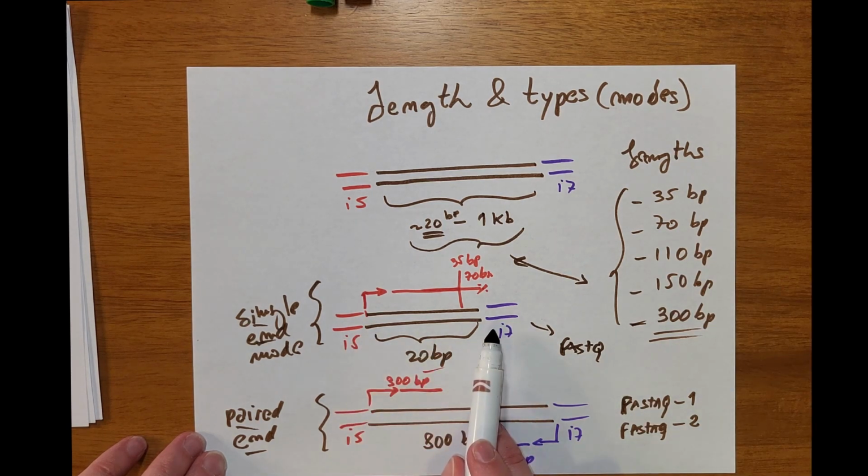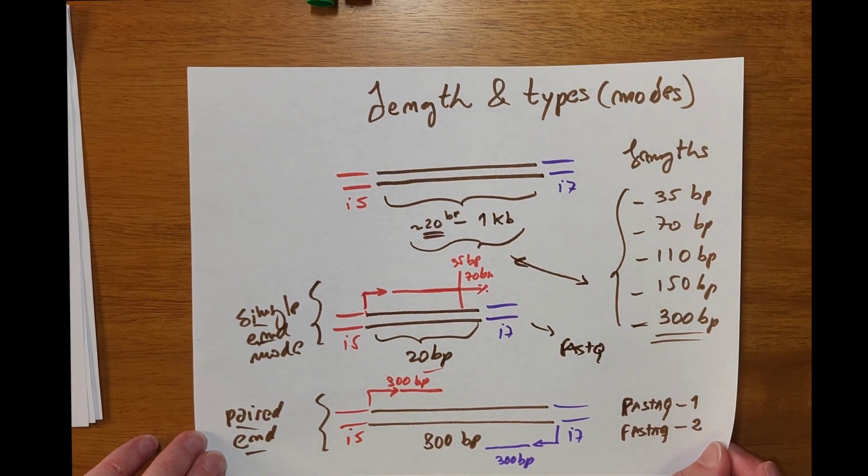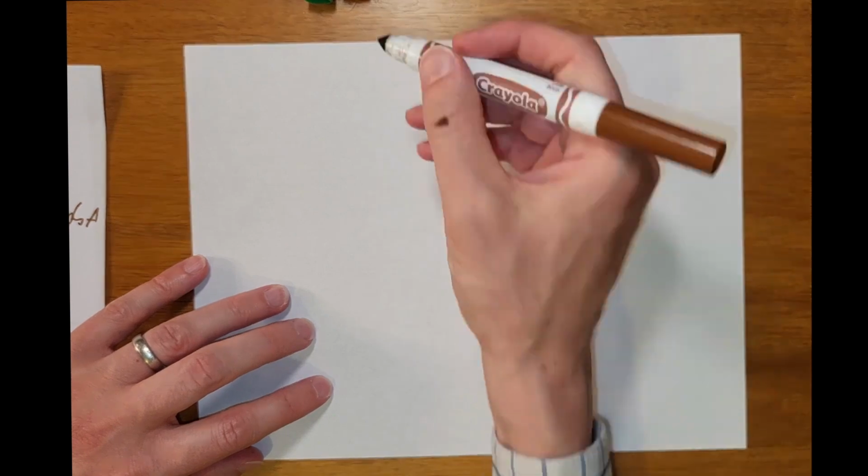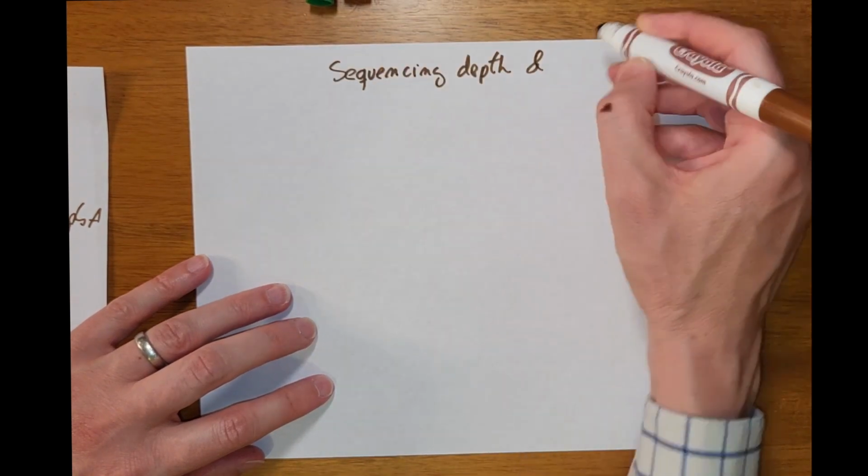If your insert is short, you are good with one single end. If your insert is long and you want to sequence as much as possible, you'll need to do longer reads and from both sides. Right, so now let's move to the depth. Let's talk about sequence depth and barcodes.